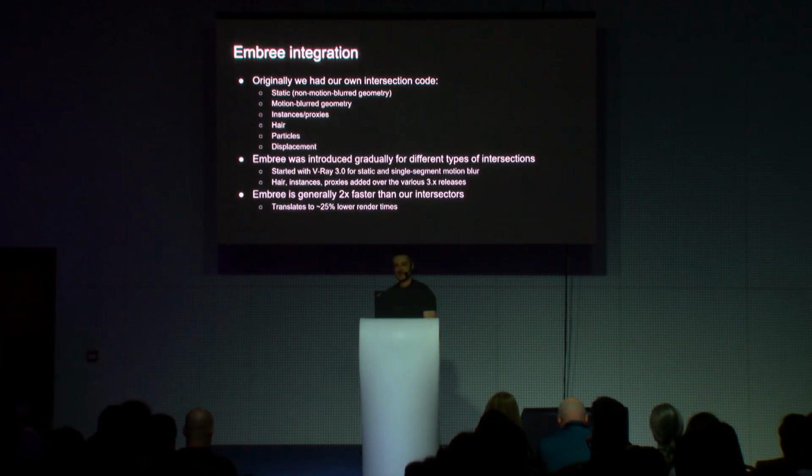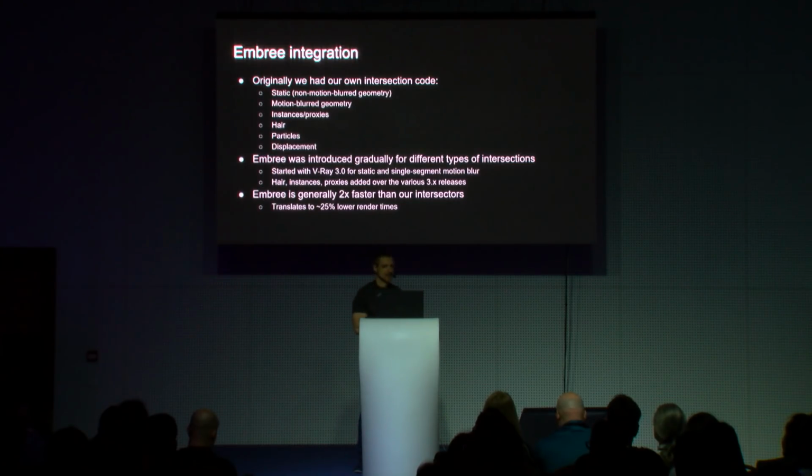But we didn't use it for everything back then. The original VRay 3 only used Embree for triangle meshes with or without motion blur, but the motion blur had some limitations, and in certain cases we fall back to our old code. And gradually we added support for more things with Embree, like hair, VRay proxies, instances. All of these were added at various VRay 3 updates.